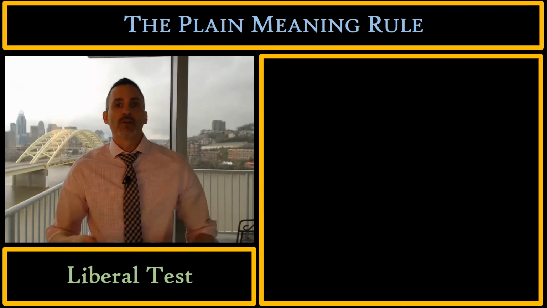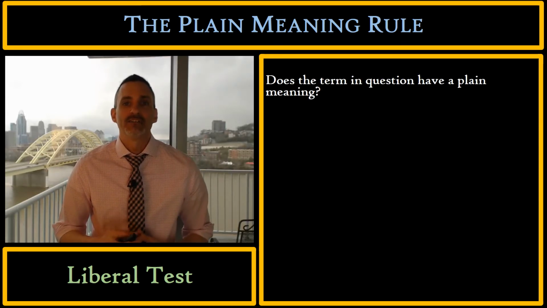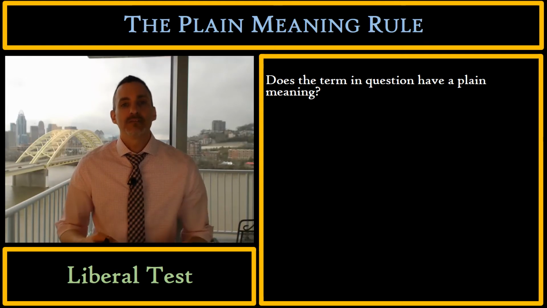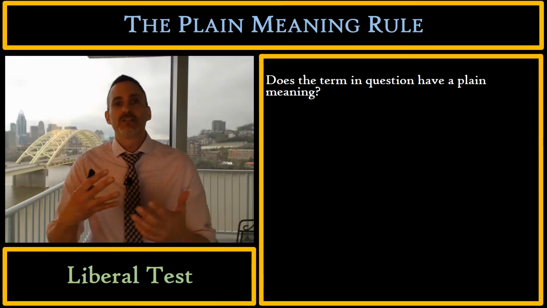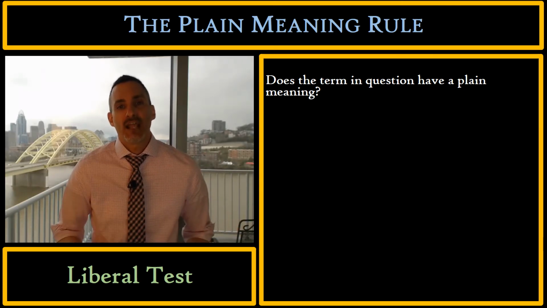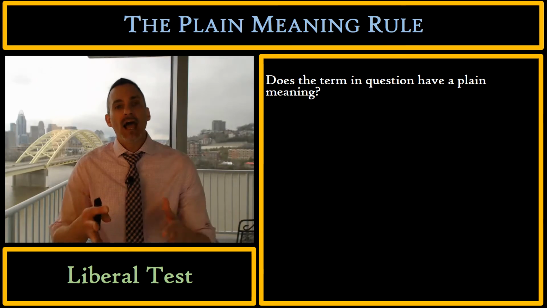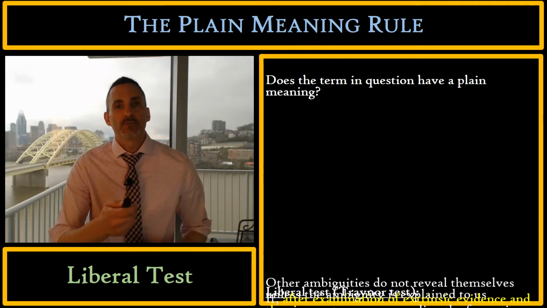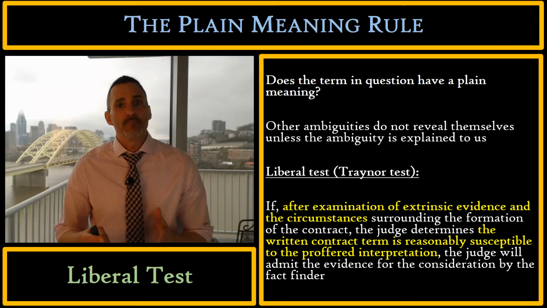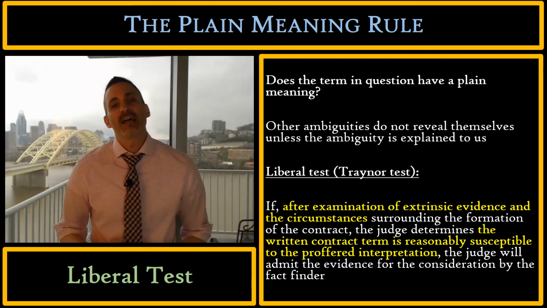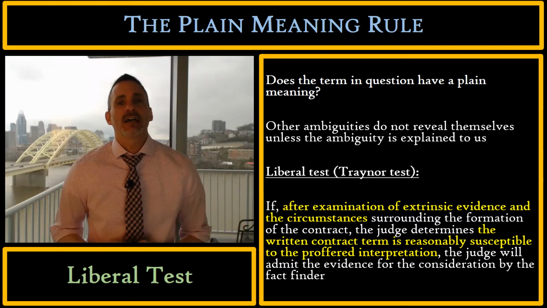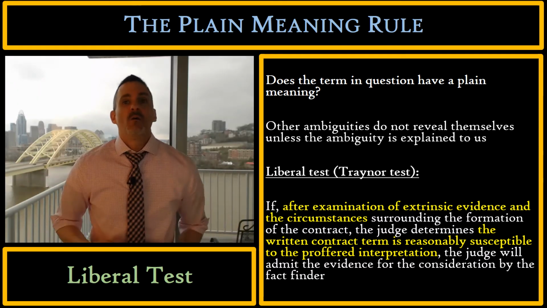All right, so the liberal approach. Remember, the question we're answering is, does this term in the written contract have a plain meaning? Is it ambiguous or not? If it has a plain meaning, it's not ambiguous, and we don't need extrinsic evidence to explain it. How will the judge determine whether it is ambiguous? Well, we talked about this idea that you don't know that something is ambiguous sometimes until someone explains the ambiguity to you. And you look at the surrounding circumstances and you say, oh, yeah, I see how that could be ambiguous. Okay, so what is the test here?